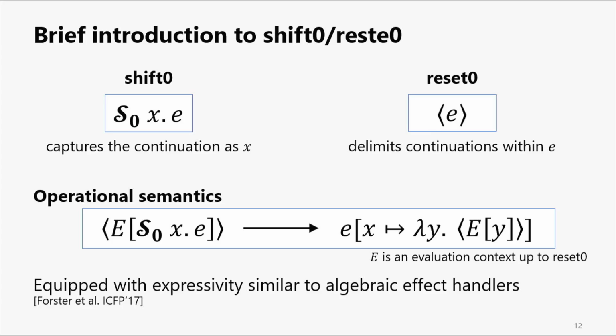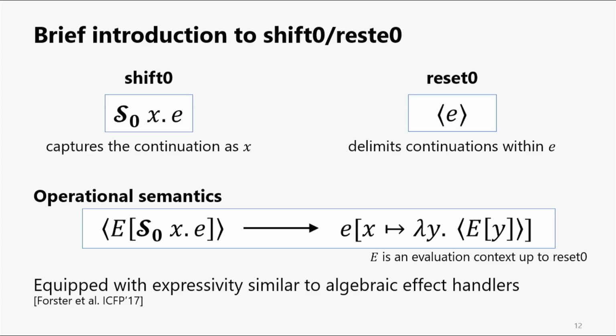Here, capital E represents the evaluation context up to the closest delimiter from the shift operations. So it is captured as a function variable x, and x is replaced by the functional representation of the continuation E. And then the body of the shift is executed. So this is the key rule of shift 0, reset 0 evaluations.